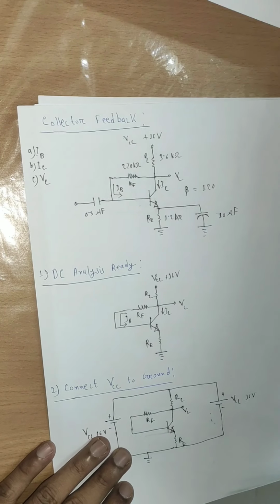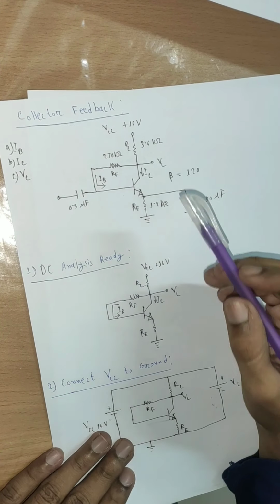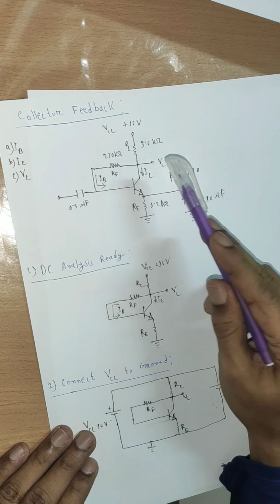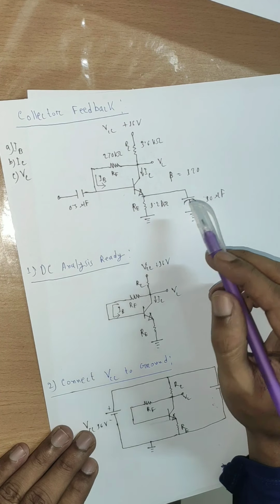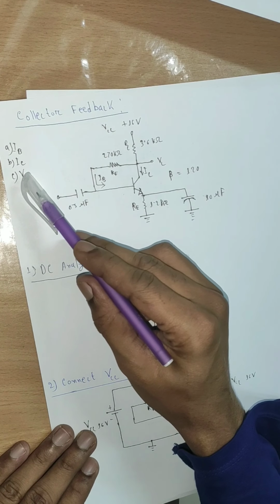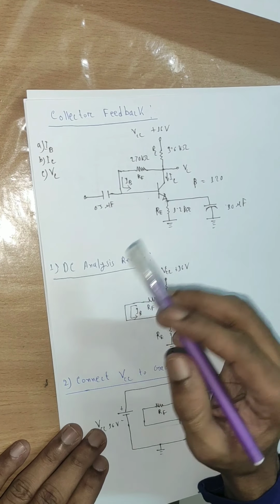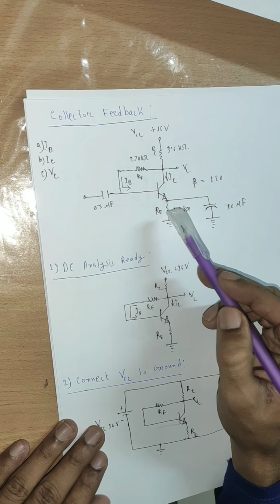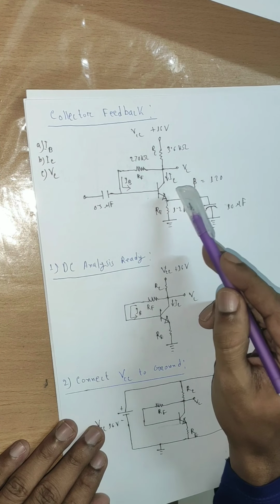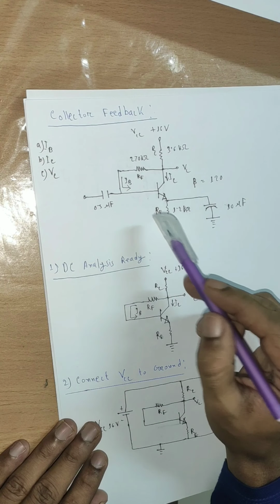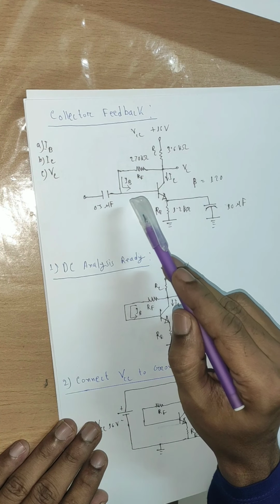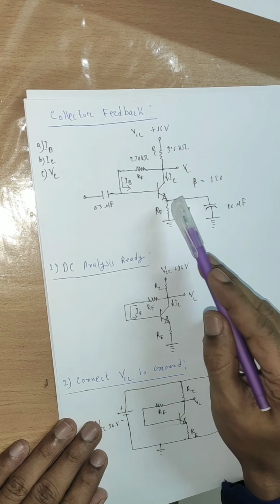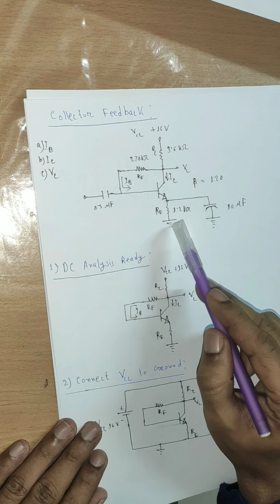So here now a collector feedback circuit is given, and the equivalent resistors RC, RF and RE are also given. We need to find IB, IC and VC from this circuit. Here we can see the collector terminal current is divided at the VC point, and one branch goes through the feedback resistor which is RF, and which is the base current IB actually. Another branch, IC, goes to the transistor.